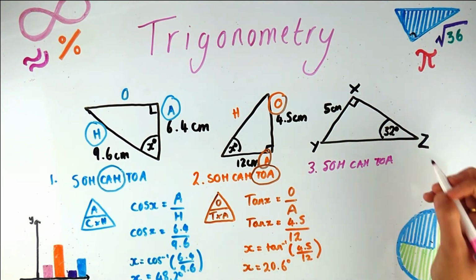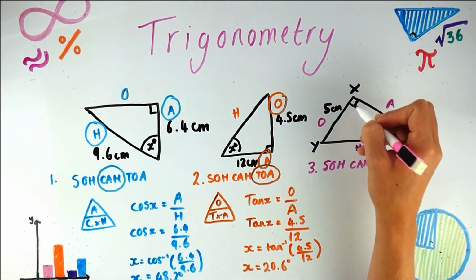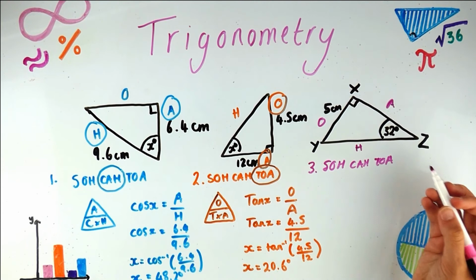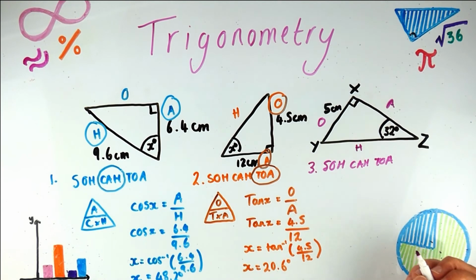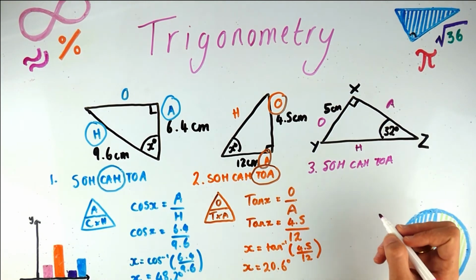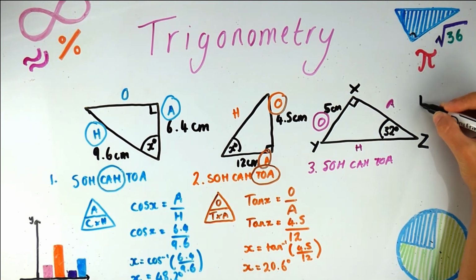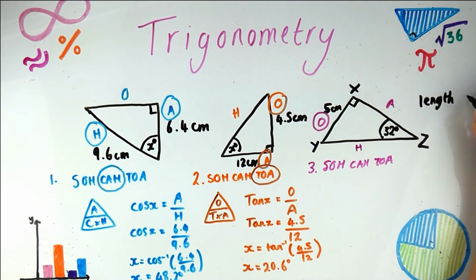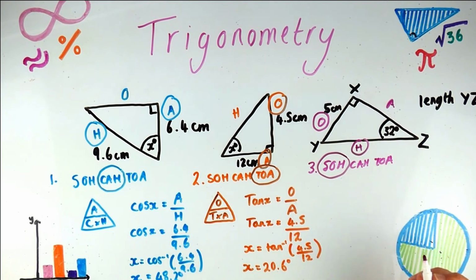What we do now, label up, so we've got the opposite, this is the adjacent, hypotenuse. If you're a bit confused, the hypotenuse is always opposite the right angle. Opposite is opposite the angle, and then adjacent is the other one. So here we've got opposite, and in the question, it says find the length YZ. So the length YZ is H. So we've got O and H, using SOH.